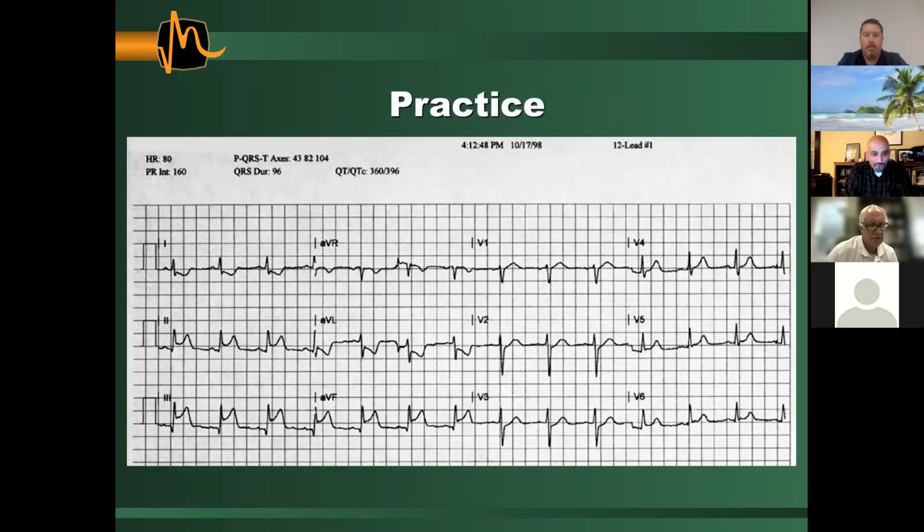So here's your inferior MI, right? 2, 3, AVF. And you can see that you have reciprocal changes in 1 and AVL. ST segment depression, T wave inversion. It's the opposite look to what you have in 2, 3, AVF.